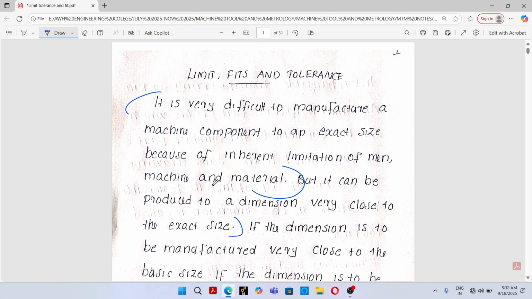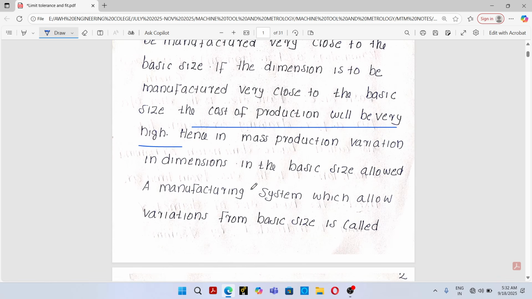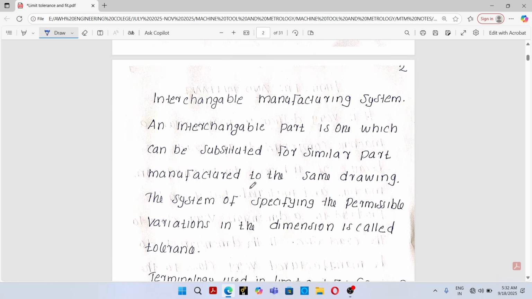So interchangeable manufacturing system is a system that allows variations from basic size. It will allow variations from basic size.